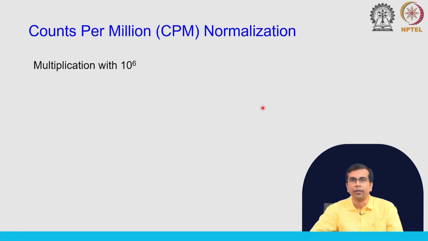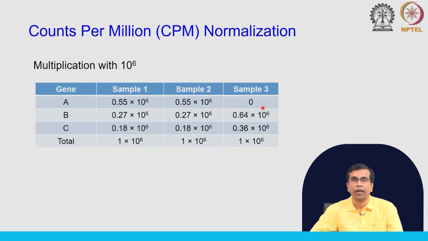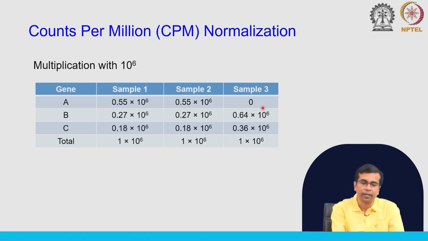Once we have divided, we just multiply with 10 to the power 6, and you get these kinds of answers. What you notice here is that the total comes to 1 into 10 to the power 6 for each sample. That is the idea, that is what we want to do. We want to normalize for the sequencing depth that was variable between these 3 samples. We have normalized for that and we have reached the same total sequencing depth.